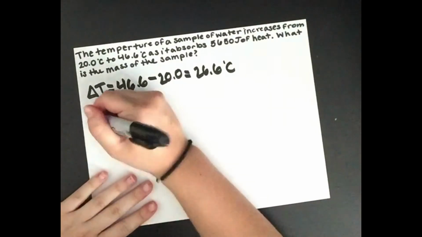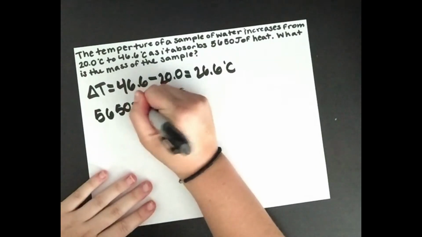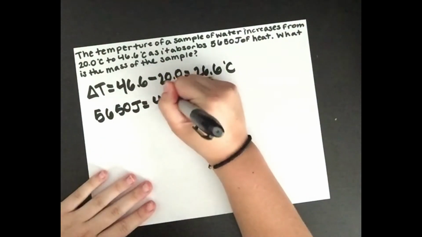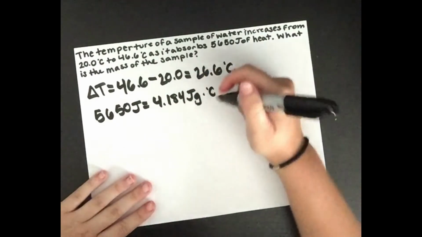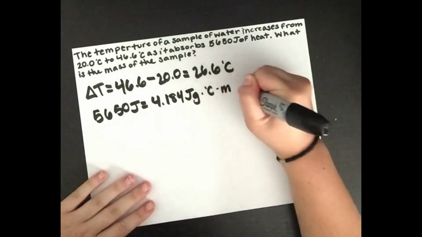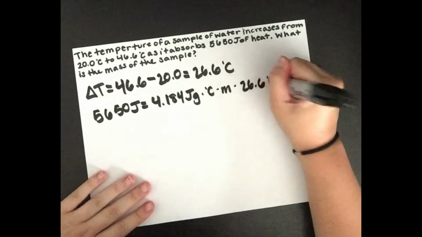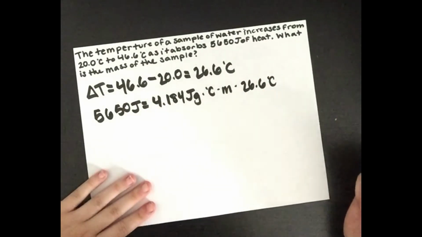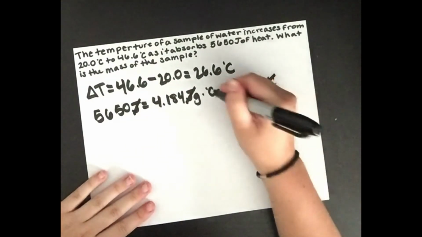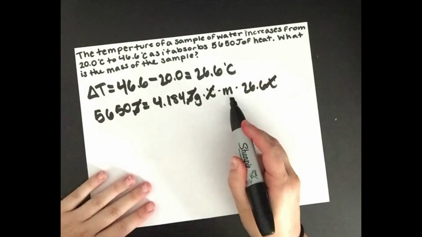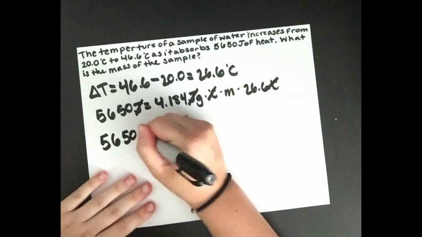So now if we set up our heat equation, we're given Q, which is 5,650 joules, equals 4.184 joules per gram Celsius, multiplied by our mass, which we don't know, multiplied by our delta T, 26.6 degrees Celsius. We can start now by canceling out our units. So joules cancel out here, degrees Celsius cancel out here, and we're left with the grams, which makes sense since we're finding the mass.